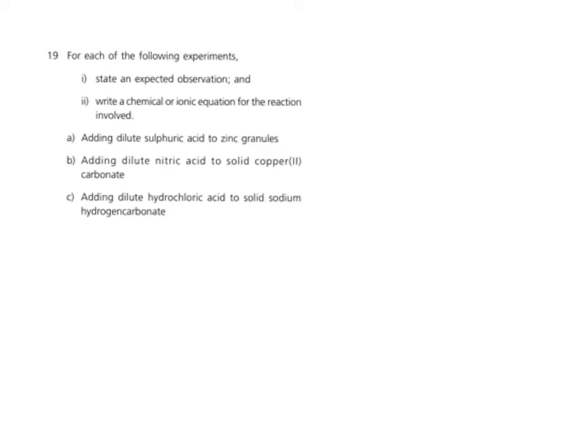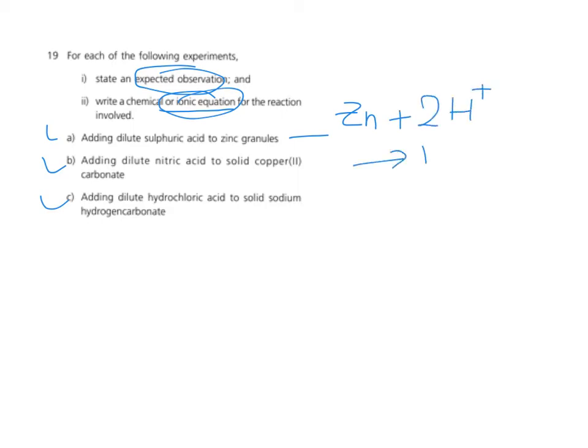Then the second thing is about the expected observation and the chemical or ionic equation for these three reactions. If you remember, I've told you that you need to remember the ionic equations or use the ionic equations to think. As a result, when saying react with dilute sulfuric acid, actually it is saying react with acid, which is H plus, and then it will give out H2, and a 2 plus ion will be given out.